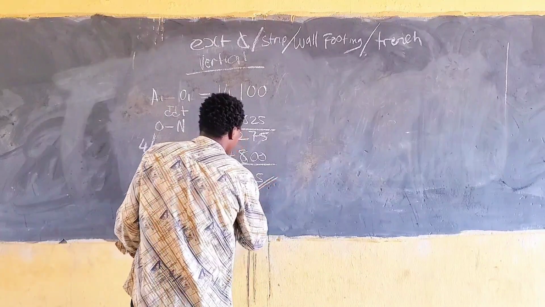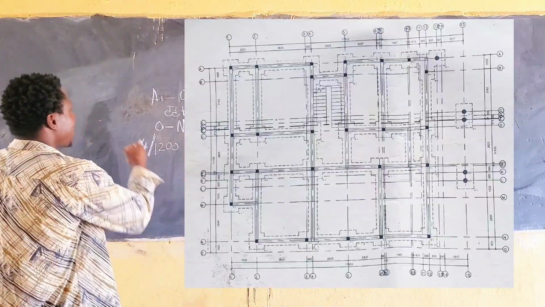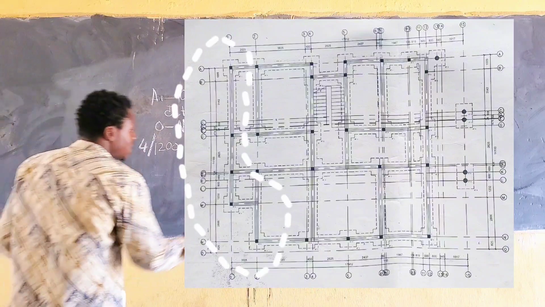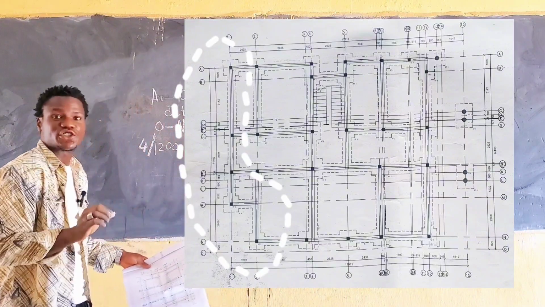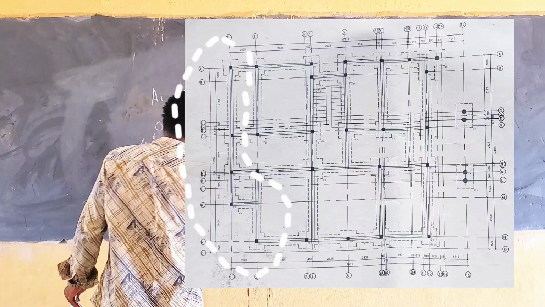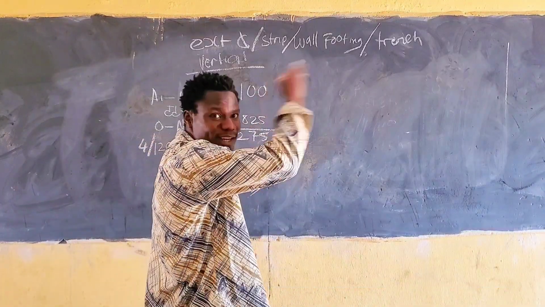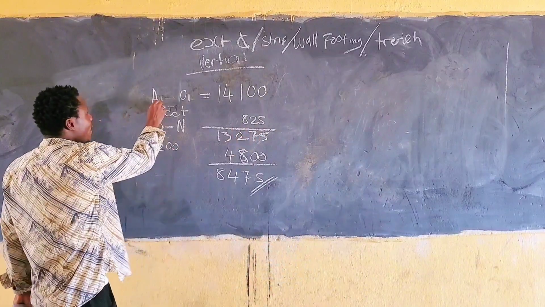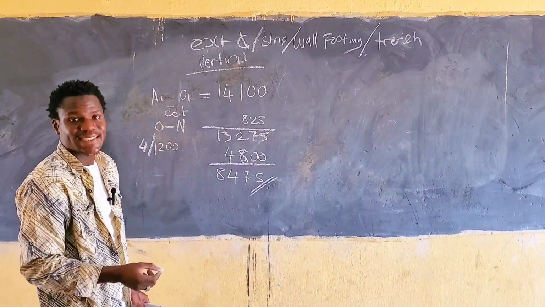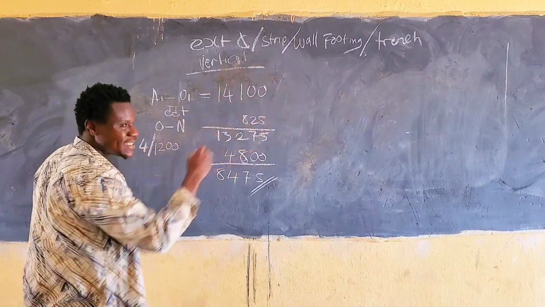We'll be getting 8,475. For the left side of our vertical external strip, the total length of the strip, or the total length of the wall footing or the trench or the girth, is 8,475. So we are going to get for the other side as well. From A1 to O1, the length is 8,475. So now we are going to find for the other side.